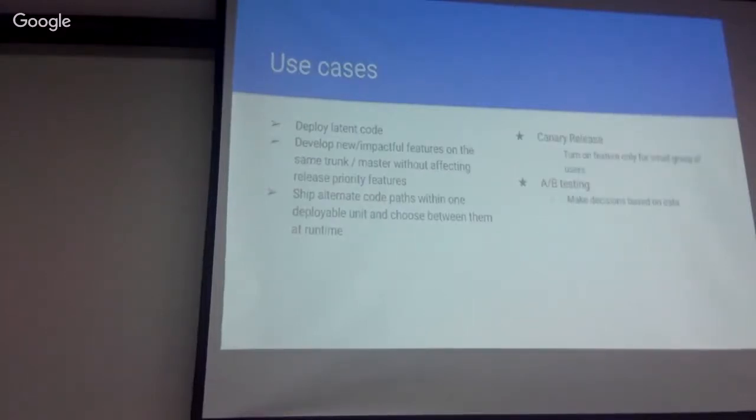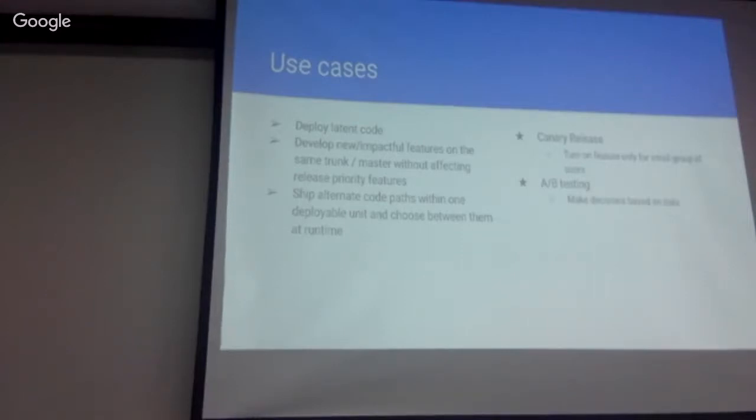Let's see some of the use cases. It helps us develop new features alongside release priority features. We don't have to stop development because of some changes or bug fixes on release priority features. It also helps us ship everything in one shot and have control at runtime. You can control what the user sees once the code is deployed, and you can make separate controls there.